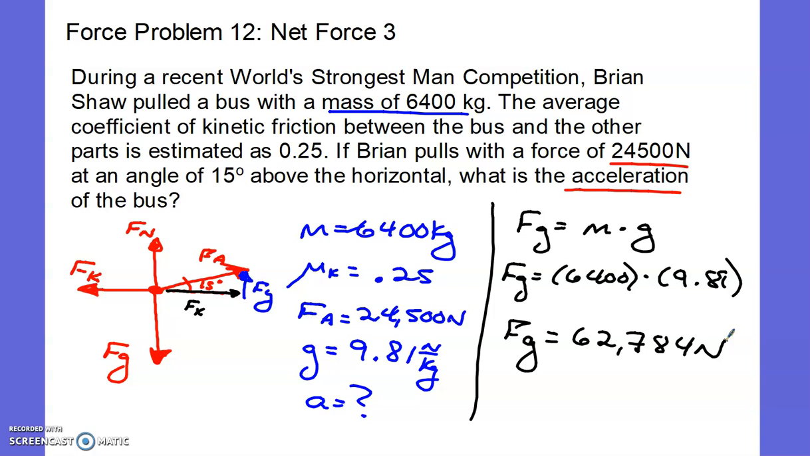Now, just like I did before in equilibrium, I'm going to take this applied force and break it into its x and y components. I'll redraw this triangle. We are given that the applied force is 24,500 newtons. We're given that the angle is 15 degrees. And we are going to solve for the x and the y component.